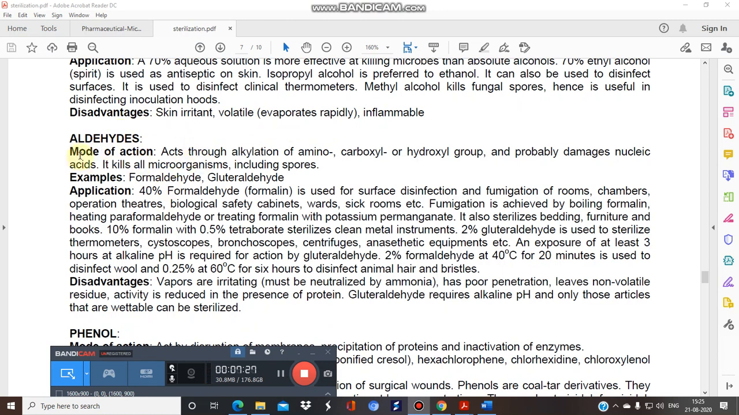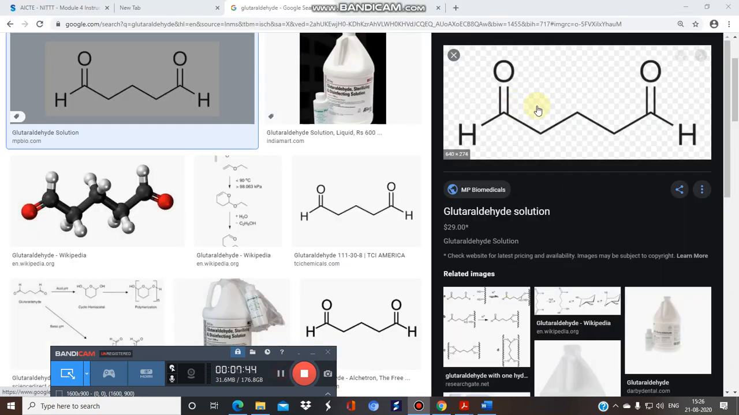Next is the aldehyde. First of all, what is the mechanism of action? It acts through alkylation of amino, carboxyl and hydroxyl groups and probably damages the nucleic acid, which ultimately kills the microorganism including the spores. Examples are HCHO and glutaraldehyde. Please see the structure of glutaraldehyde.